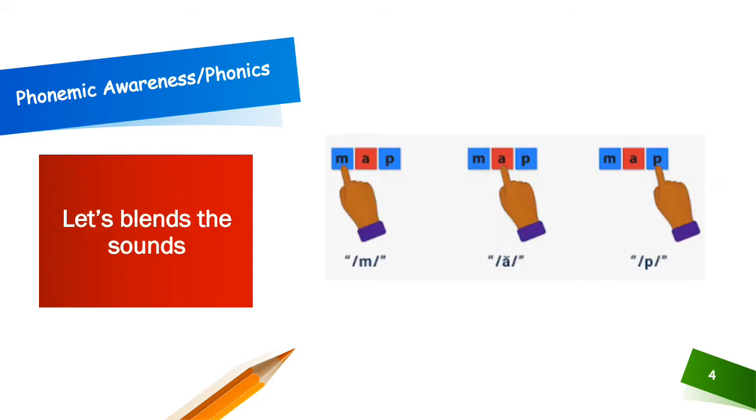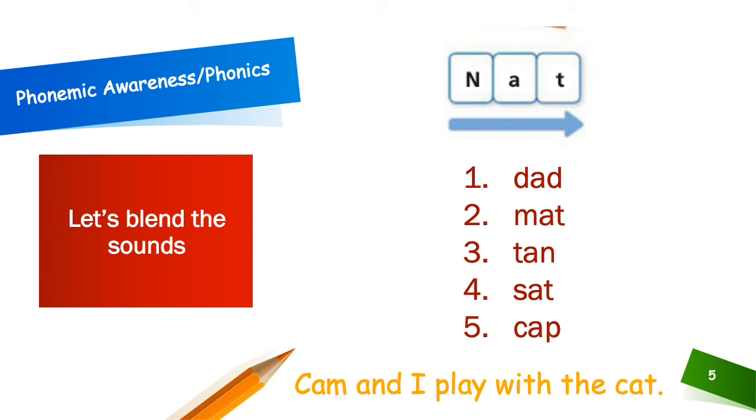Now we're going to work on blending our sounds. Take a look at the word map. The first sound in map is M. The second sound is A. And the third sound is P. M, A, P. And when we put it all together, what do we get? Map. Nice job. Here we have the word gnat. N, A, T. All together, gnat.